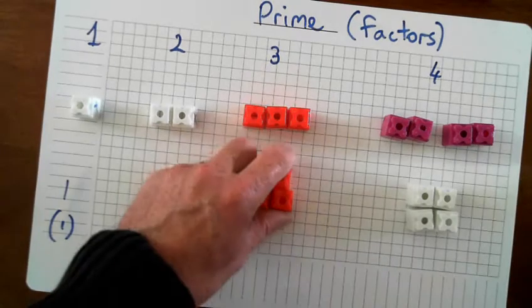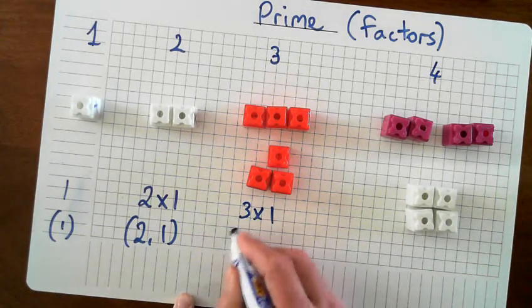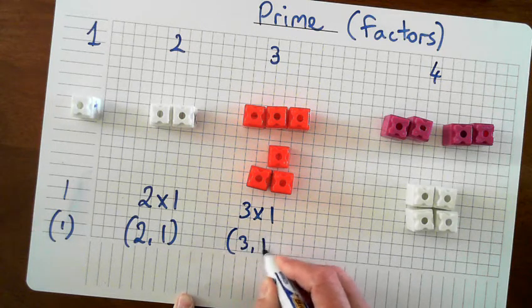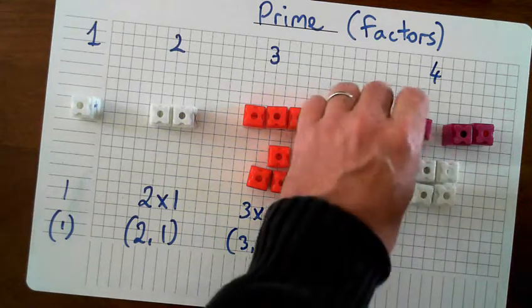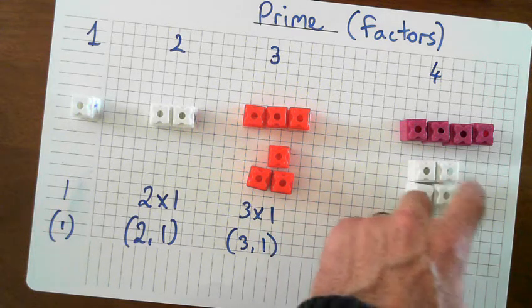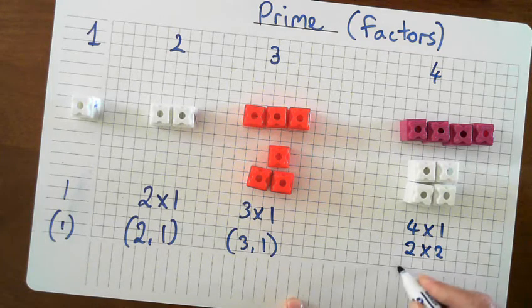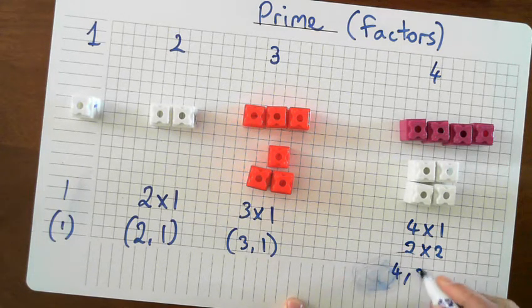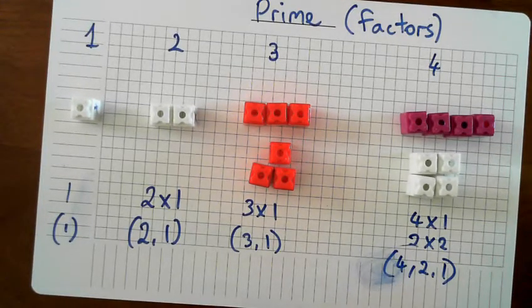What are the factors of 3? 3 by 1. So the factors are 3, 1. 3 and 1 are factors. What are the factors of 4? 4 by 1. And 2 by 2. So we'll list all the factors. So we have 4 is a factor, 2 is a factor, and 1 is a factor. How many factors do we have? 3. We have 3 factors.